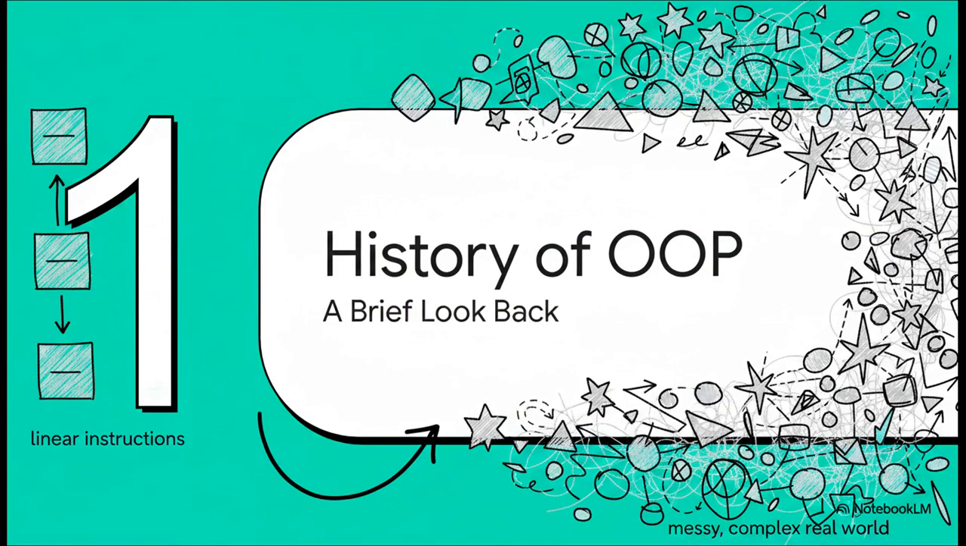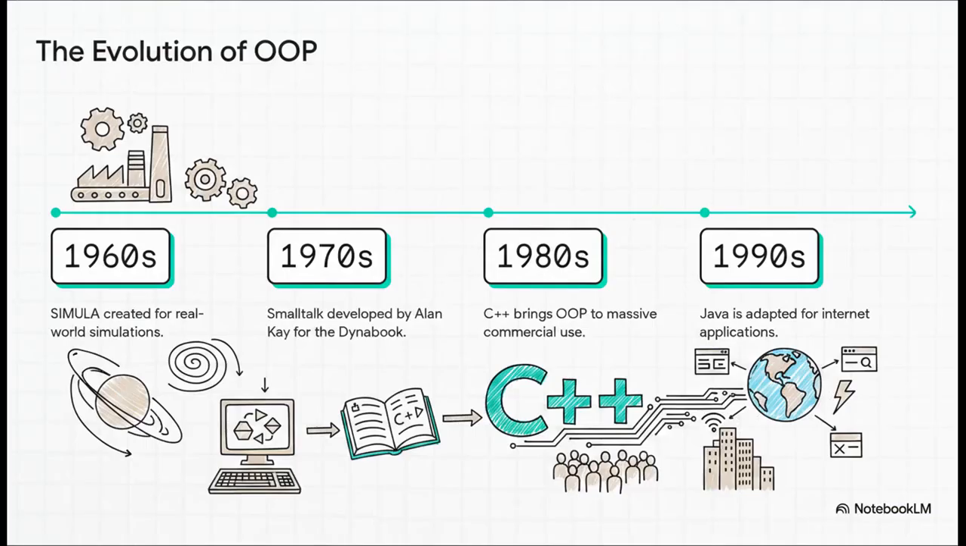All right, part 1, a brief history of OOP. To get why OOP even exists, you gotta look at the mess it was trying to fix. Early programming was just a massive, linear sequence of instructions. But developers quickly realized they needed a better way to model the messy, complex real world. Enter the 1960s and Simula. Like the name suggests, it was designed to create simulations of real-world things like factory floors.